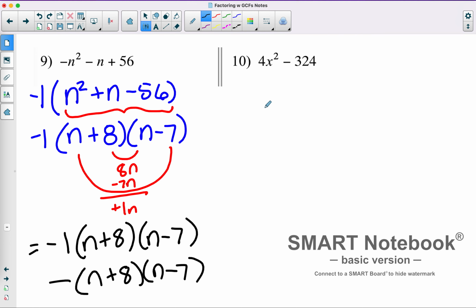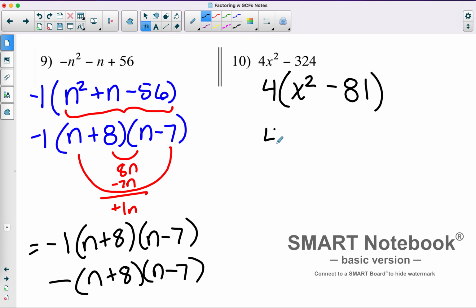All right, and number 10, we have a GCF of 4. 324 divided by 4 is 81. This actually continues to factor. So I know there's no GCF here, x squared minus 81. I've pulled out the biggest common factor.